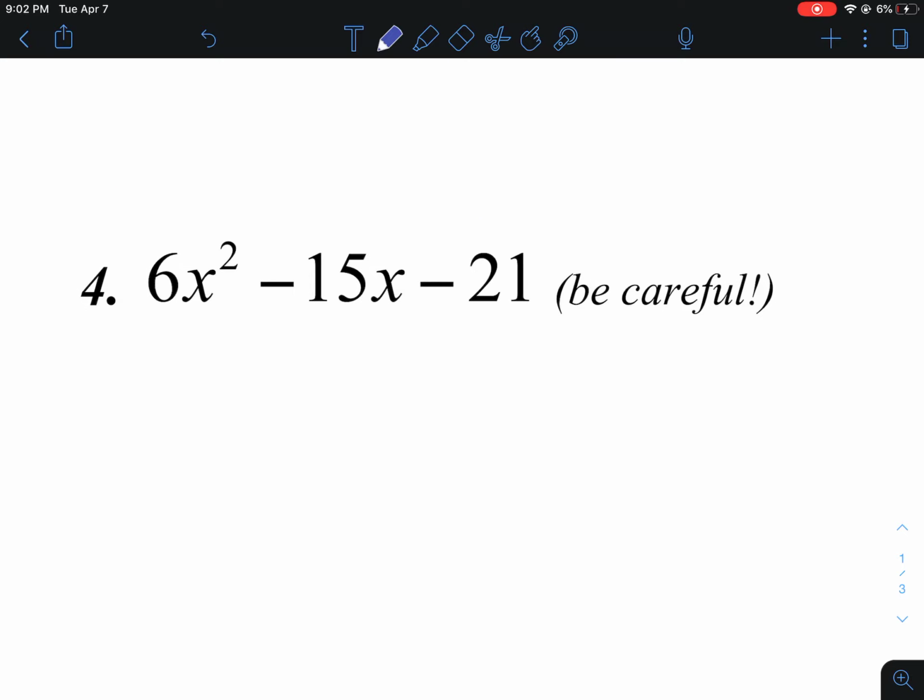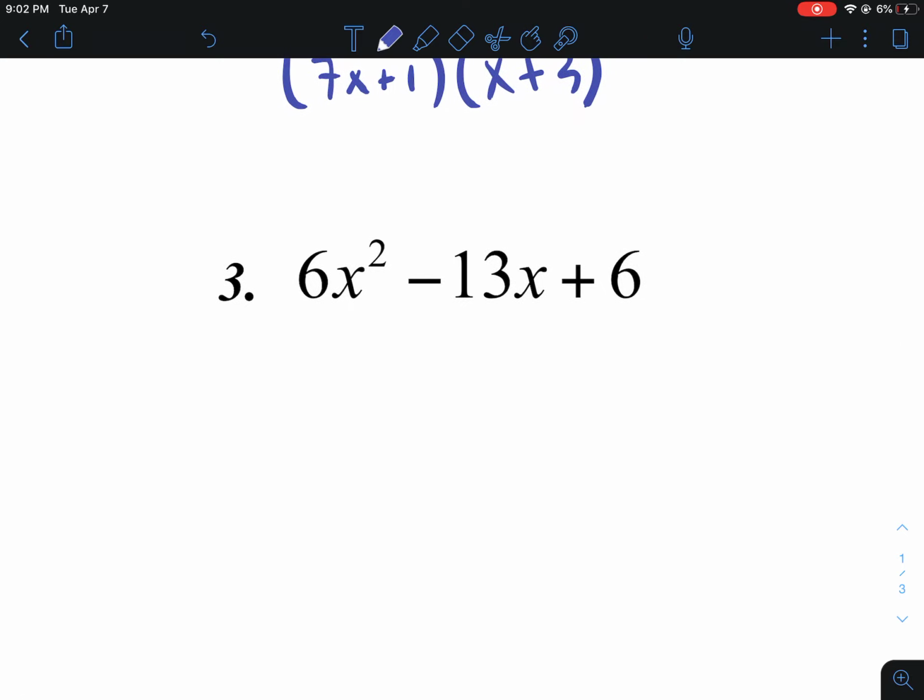I wonder why I wrote be careful. Okay. A times C is 36. We want a sum of negative 13. So let's think. 6 times 6? No.